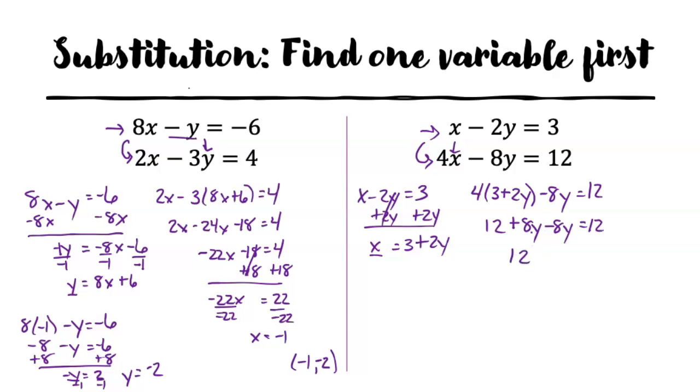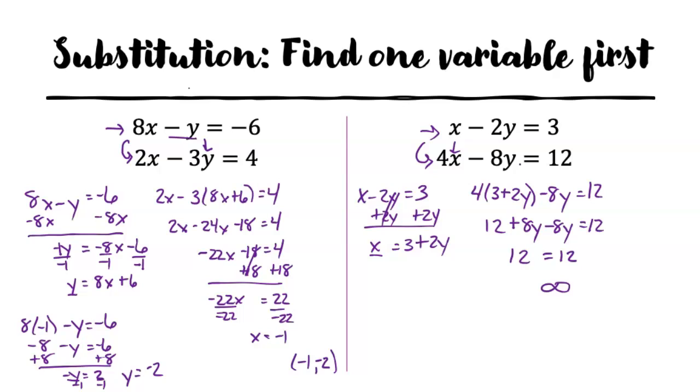What happens there? Those cancel, right? 8y minus 8y. Anything subtracted from itself is gone, right? So then I'd have 12 equals 12. What to do now? Where'd my y's go? They're gone. What do we know about equations when our variables subtract out? Yeah, we look to see 12 equals 12. Is that true or false? That is true. So if it's true, that means that I have infinitely many solutions. So this means that these two lines are the exact same line.